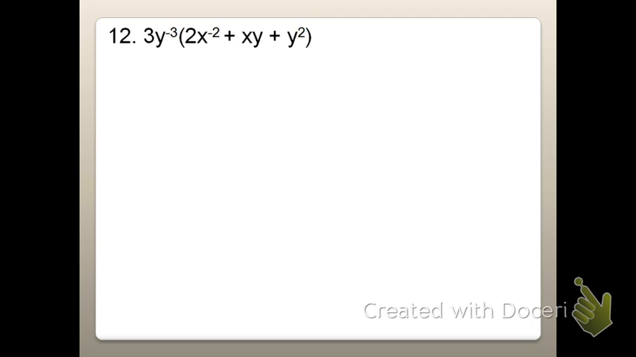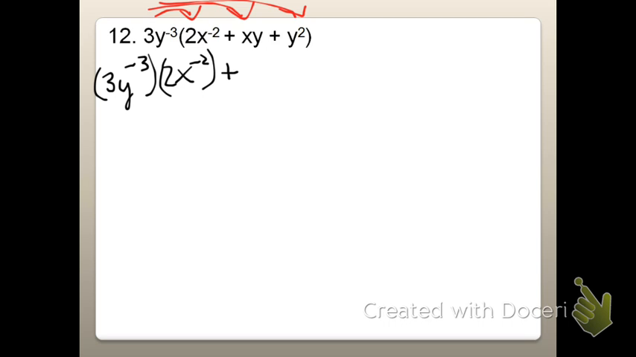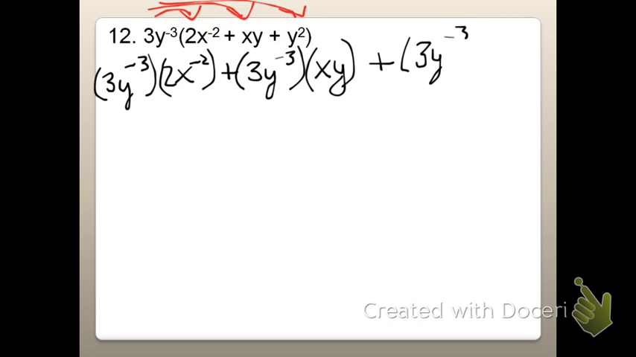All right, for this problem, whenever you have anything outside of a parentheses, you need to distribute. So I'm going to distribute here, here, and then you'll see me distribute there. If I'm distributing, that means I'm multiplying. So I'm going to take the term that I am distributing, which is 3 times y to the negative third power, and multiply it times that first term, plus, again, take the term that I'm distributing and multiply it by the next term. And last but not least, take the thing that you're distributing, 3y to the negative third power, and multiply it by that last term.